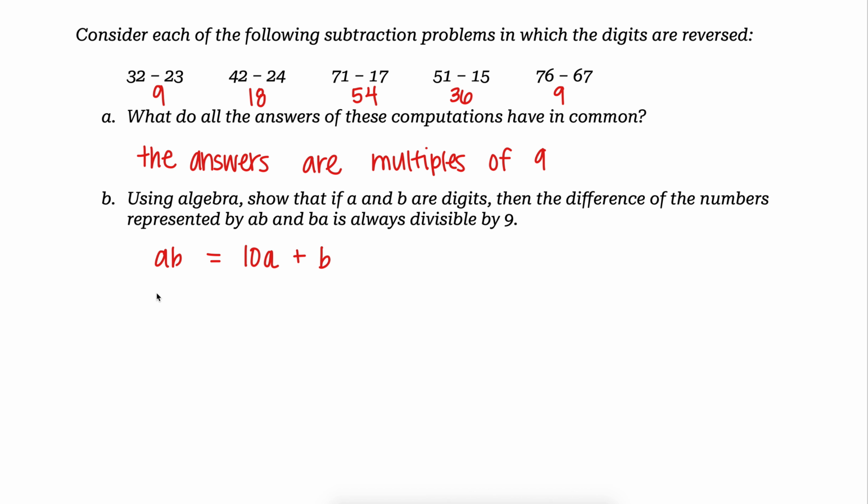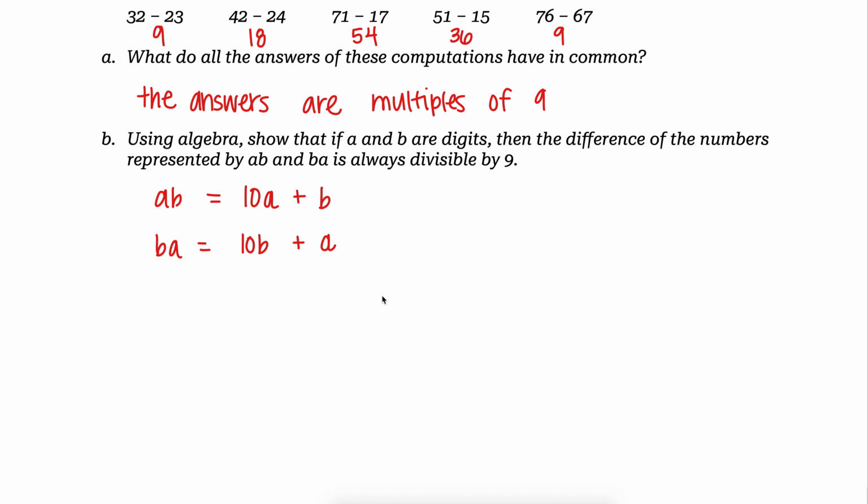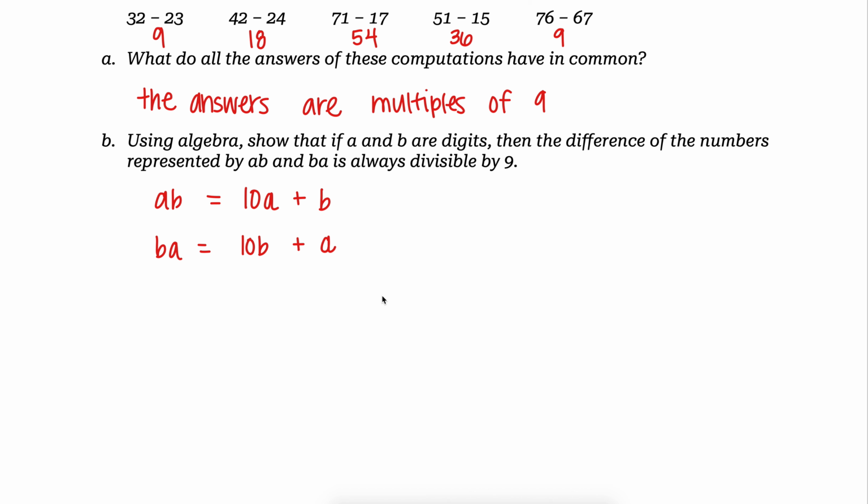Using that exact same logic, when we're looking at BA, this time the B is in the tens place, the A is in the ones place. You could rewrite this as 10B plus, again, 1A, though we don't need to write the 1. Now, it really doesn't matter, but I'm going to assume here that A is greater than B. So I'm going to assume that AB is a larger number than BA, okay? So when I subtract AB minus BA, it's going to be positive.